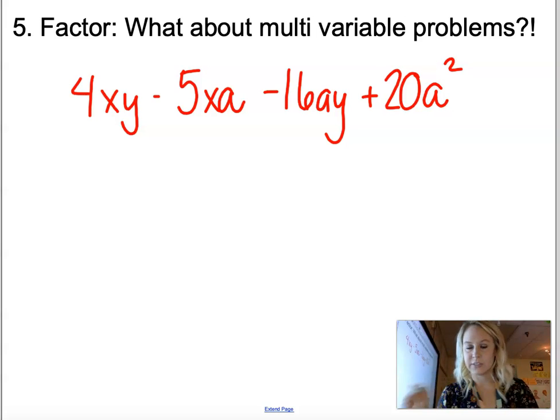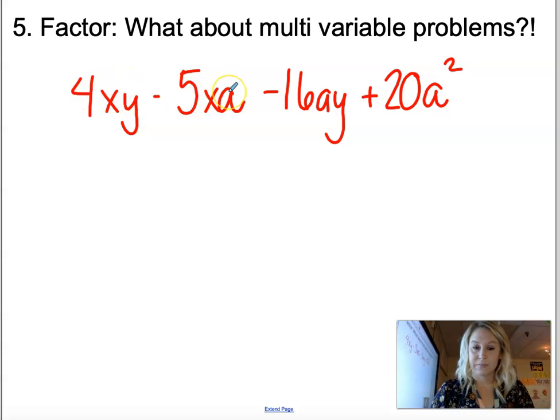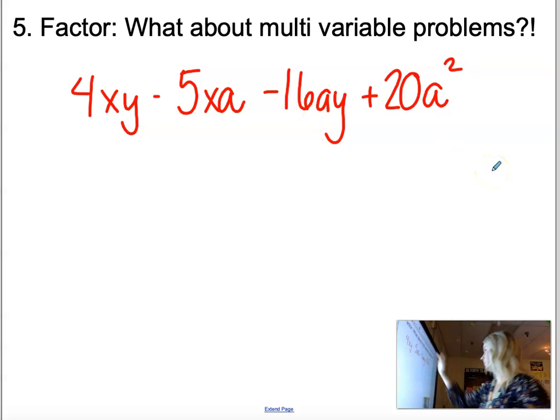So first, see if there is a GCF. I have an x here, I have an x here, don't have an x there. Do they all have an a? That has an a, that has an a, that has an a, that does not have an a. So I can't take out a variable, they don't all have the same variable. 4 and a 5 have nothing in common, so currently my GCF is a 1. So I'm going to try to factor by grouping.